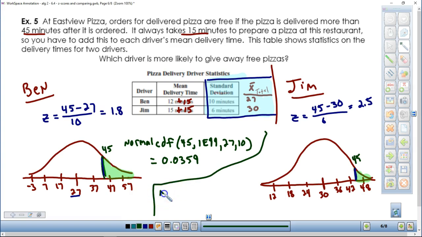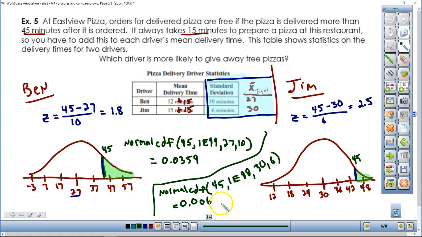When we look at Jim, we're going to use that normal CDF again, but we are going to have a different mean and standard deviation. So we're still saying to the right of 45, but a new mean of 30 and a new standard deviation of 6. For Jim, we get a probability of 0.006, which is about 0.6%. So this area right in here is about 0.6% of the time he's delivering free pizzas.